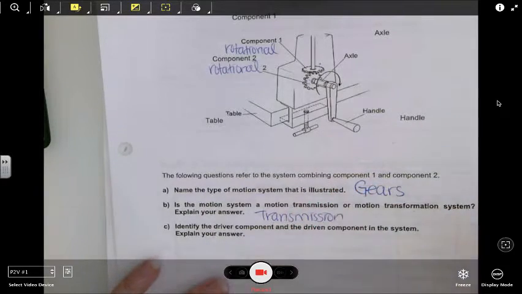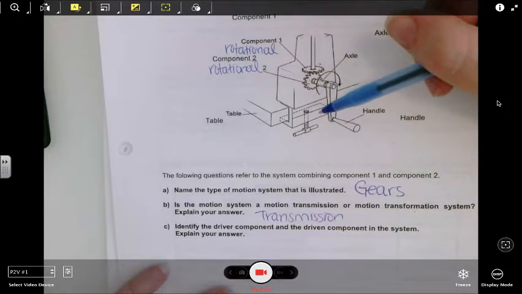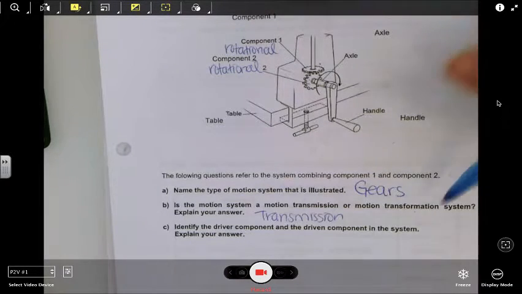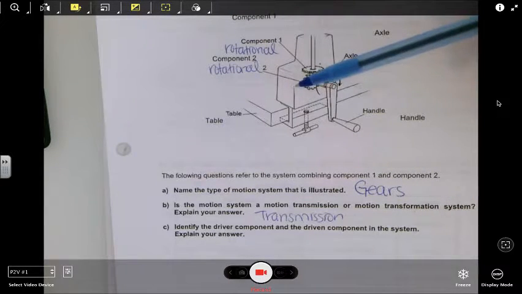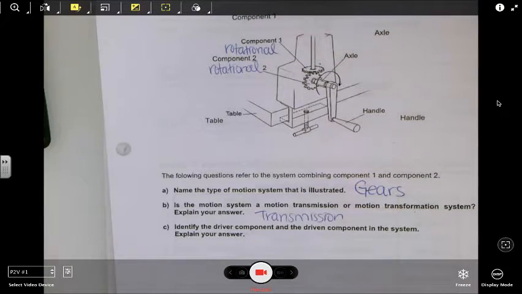If it was changing to a different kind, so if you started out with rotation and then afterwards it was going up and down, if it was switching to a translational motion or a helical motion, that would be a transformation. We said like transformers, you're changing what you're doing. In this one, it's rotation, so that's transmission, you're keeping the same thing.